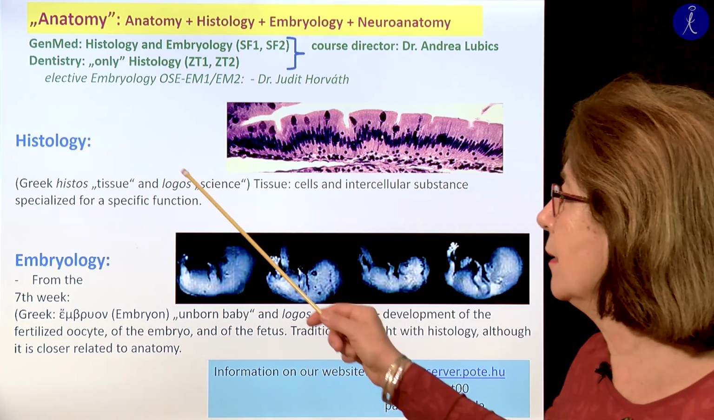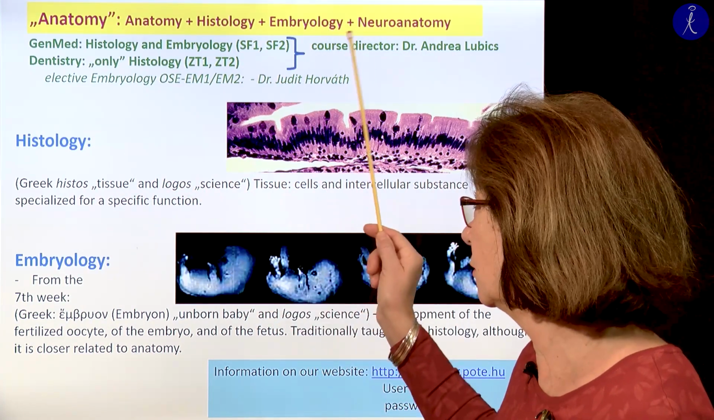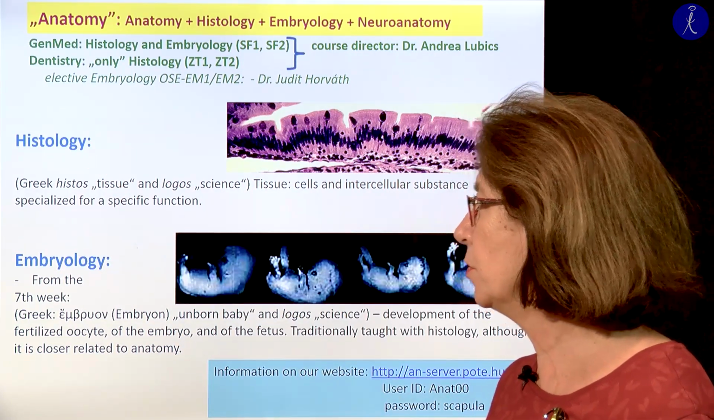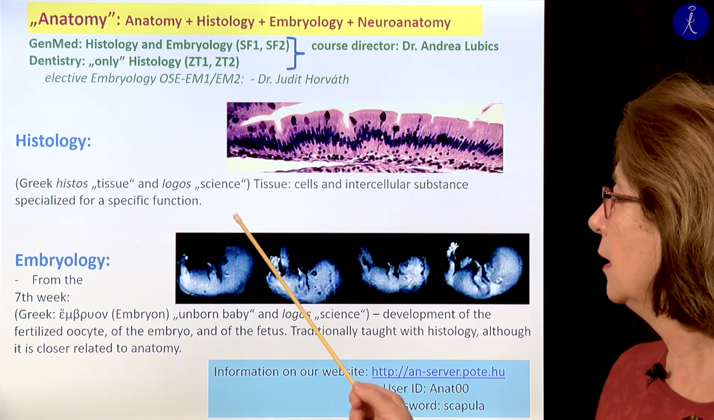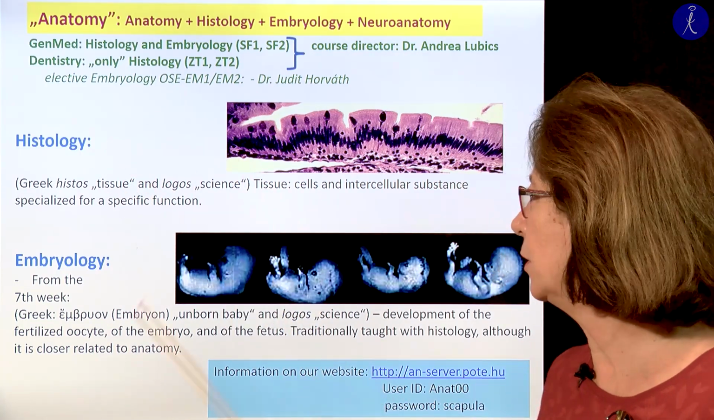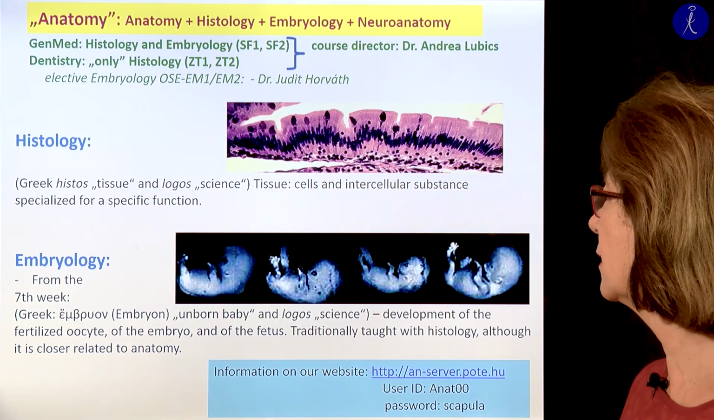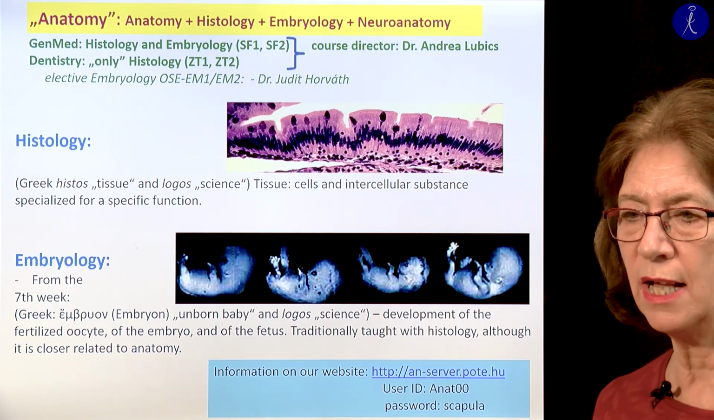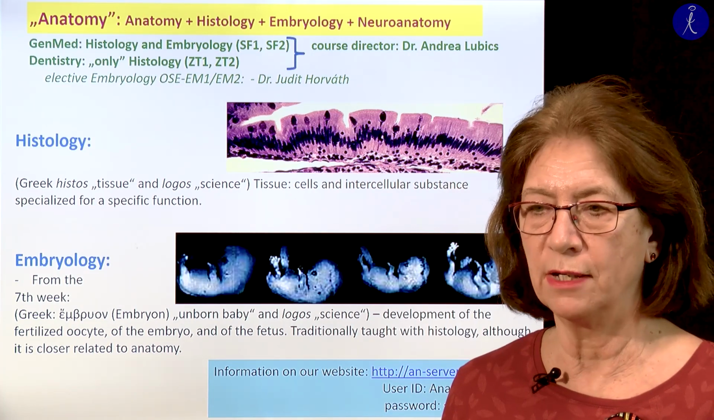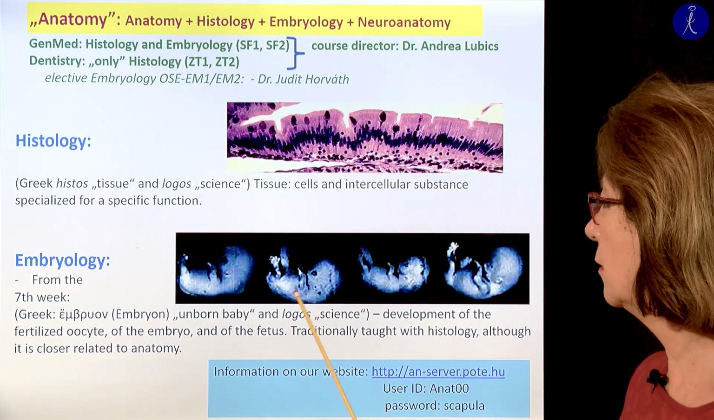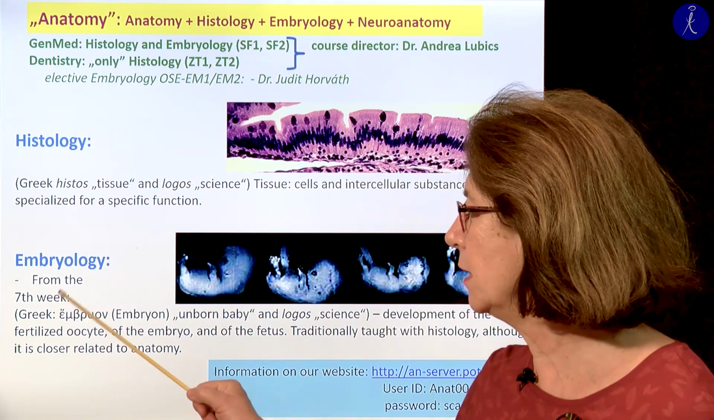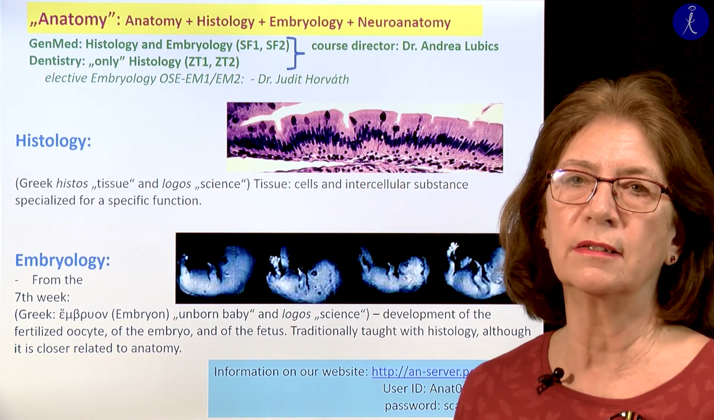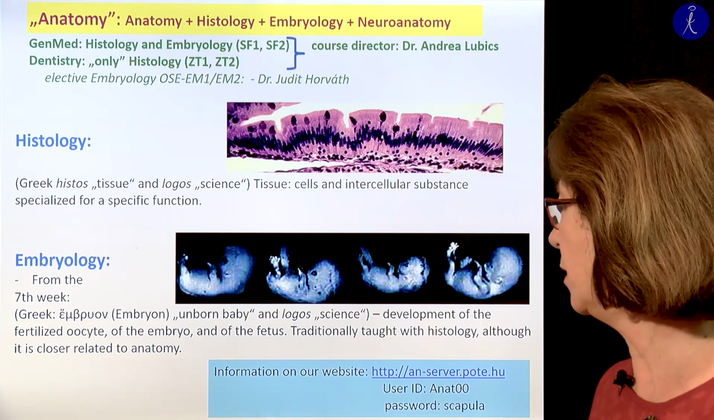So, the parts of the big subject of histology, embryology, and one are obviously the histology and the embryology. Both come from Greek words, and in histology we study tissues. Tissues consist of cells and intercellular substance, which are specialized for a specific function. The embryology will start from the 6th week. This is wrong. It will start on the 6th week, and it's the science of the unborn baby.